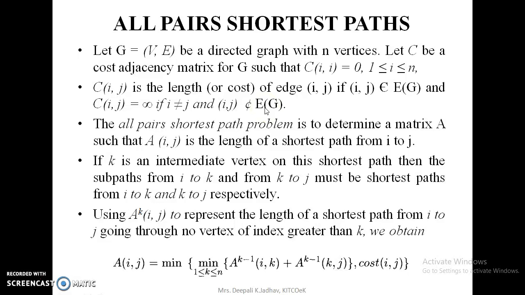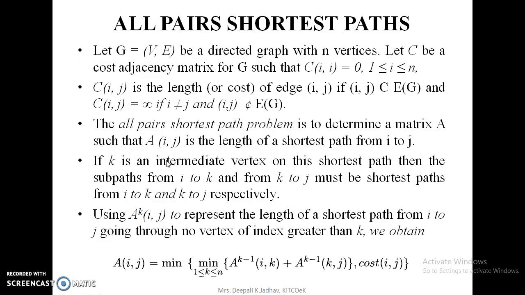Then the All Pairs Shortest Path problem is to determine a matrix A such that A(i, j) is the length of a shortest path from i to j. Means we have to find out a shortest path between every pair of the graph. Here we consider that this shortest path starts with one vertex i and goes to vertex j, and may travel through some intermediate vertex. So if k is an intermediate vertex on this shortest path, then the subpath from i to k and k to j must be the shortest path from i to k and k to j respectively.